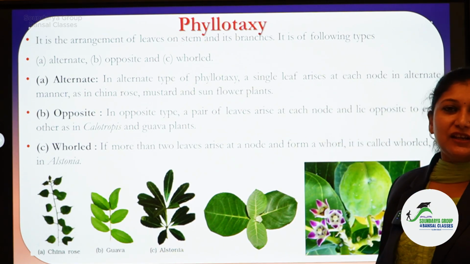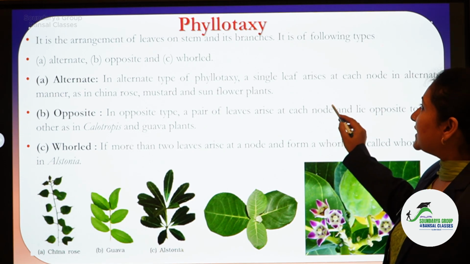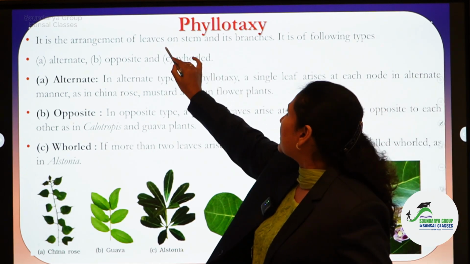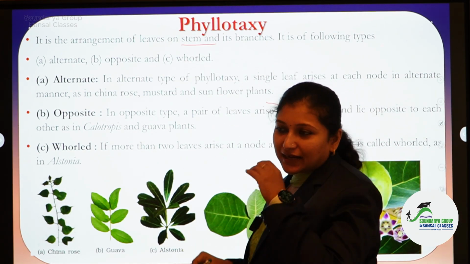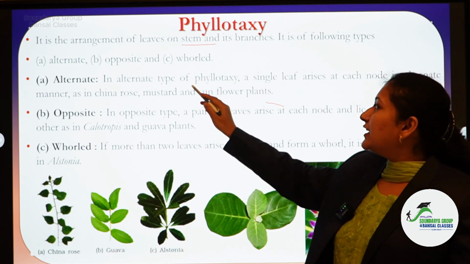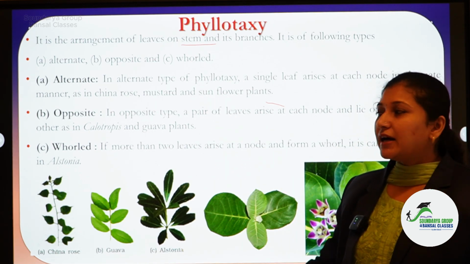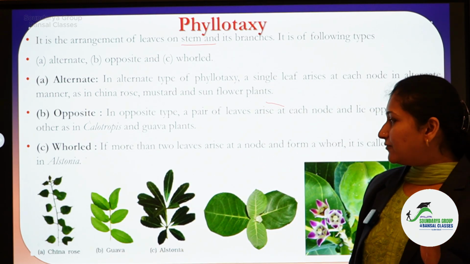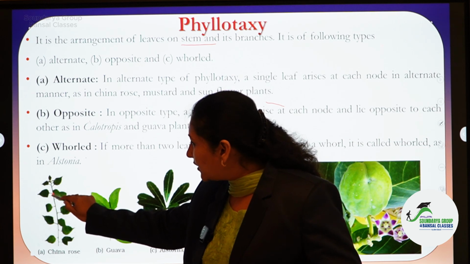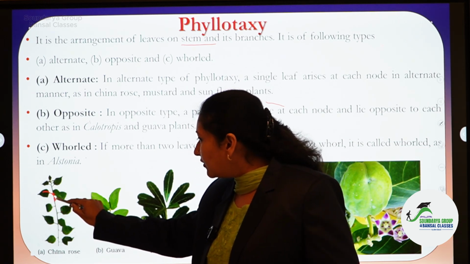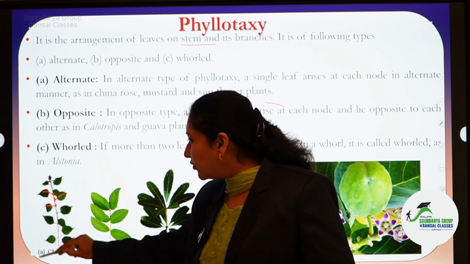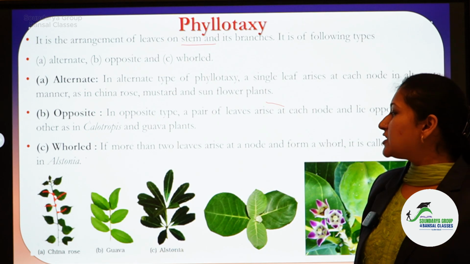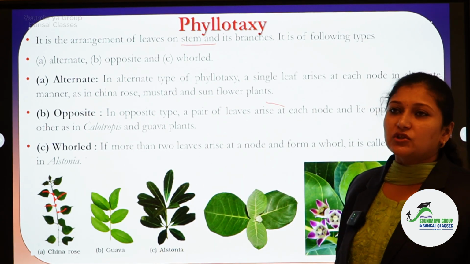Next, phyllotaxy of leaf. Phyllotaxy means the arrangement of leaves on branches. How leaves are arranged on the stem and branches is called phyllotaxy. Leaf arrangement can be of three types: alternate, opposite and whorled. If one node has one leaf, you can see here, this is one node, one leaf. One more node, one more leaf. Like this, at one node there is only one leaf, that is known as the alternate type of arrangement.